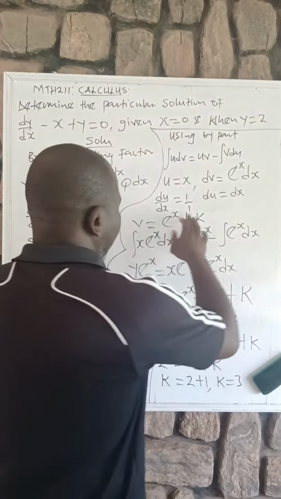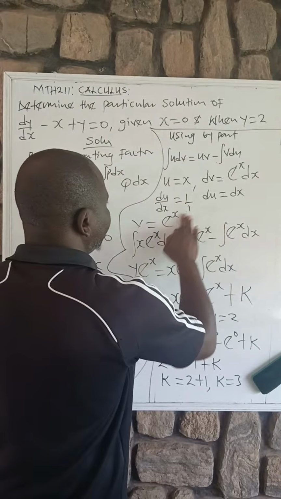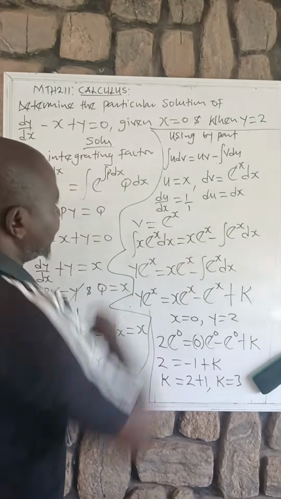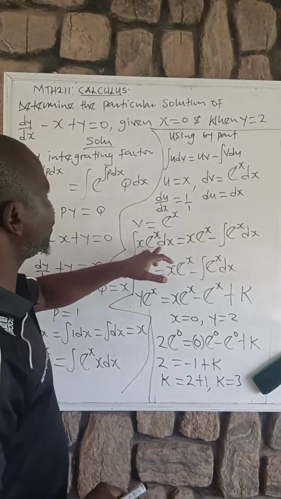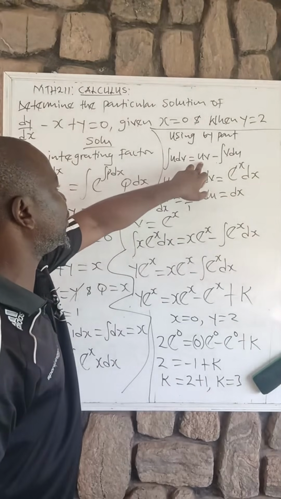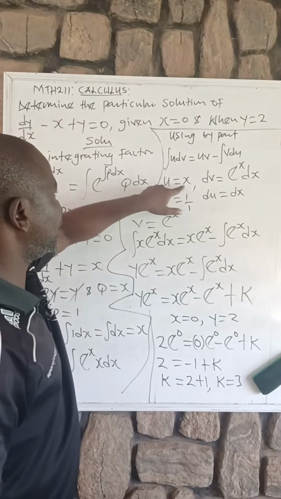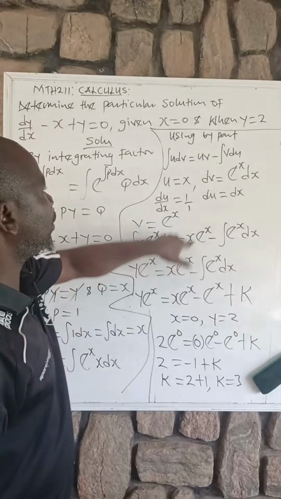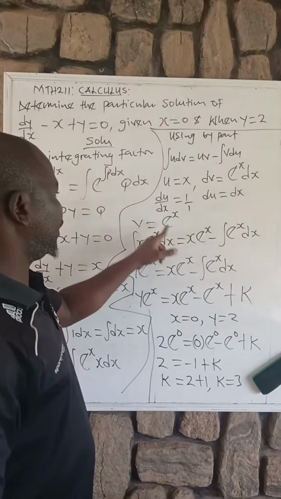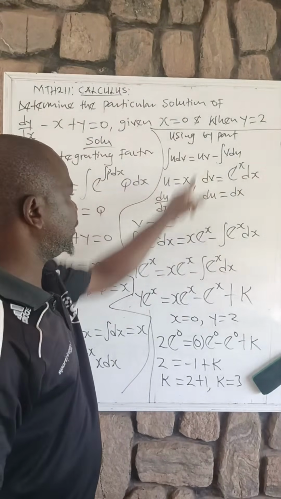That is why you are not saying the constant. Is that clear? Okay. So now you substitute it into this formula. This is our ordinary u. What is our ordinary u? X. Look at it here. What is our ordinary v? Look at it here.